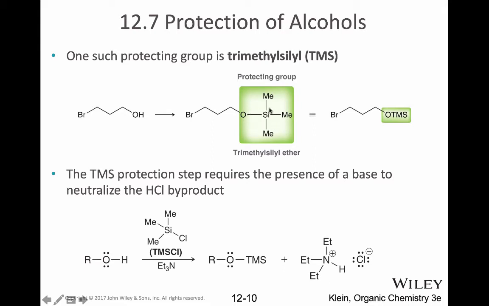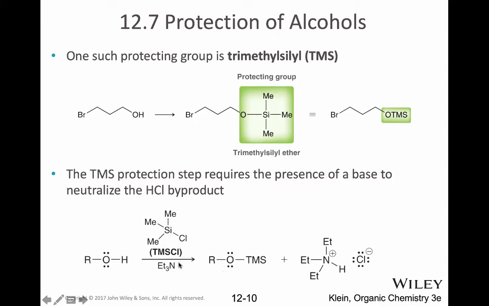So this is usually abbreviated OTMS. And the way you put the TMS group on is you take an alcohol, you take TMS chloride. So notice that this silicon is bound to a chlorine in the presence of a base. And then it's basically an SN2 reaction between the oxygen and the silicon to put the TMS group on.